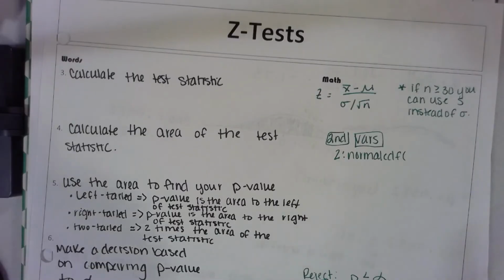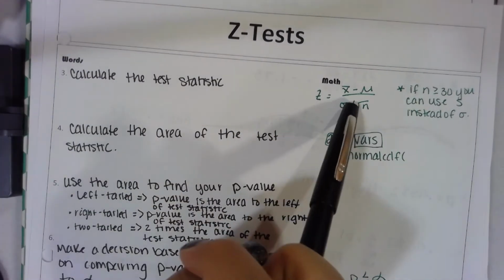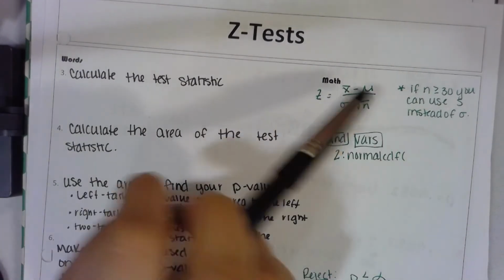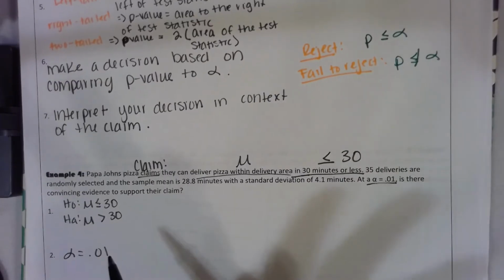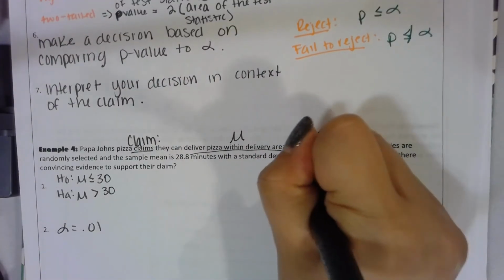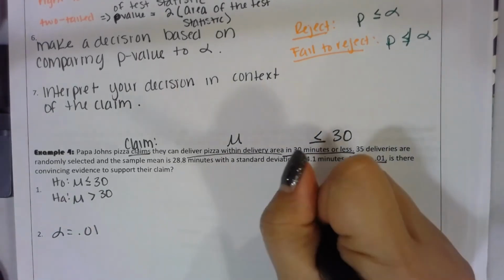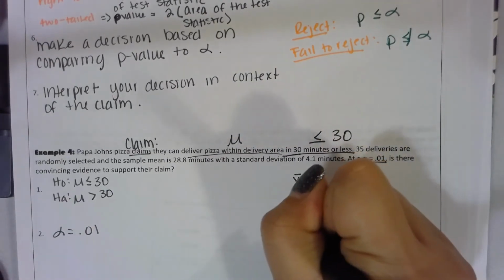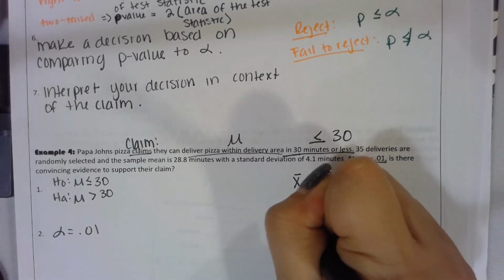So then using these inside of the formula, z equals your sample mean minus your hypothesized mean divided by your standard deviation divided by the square root of your sample size. So we had 28.8 minus 30 divided by 4.1 divided by the square root of 35. Which once you calculate this comes out to be negative 1.73.